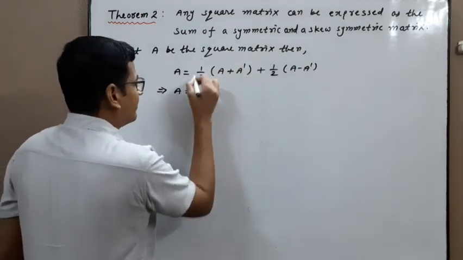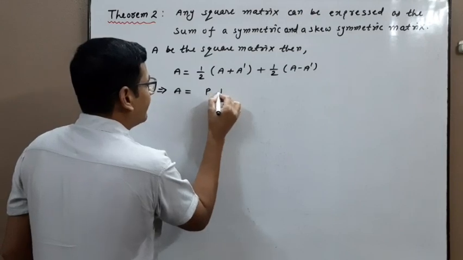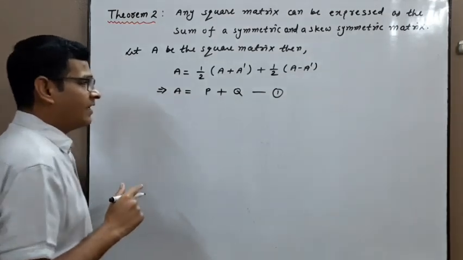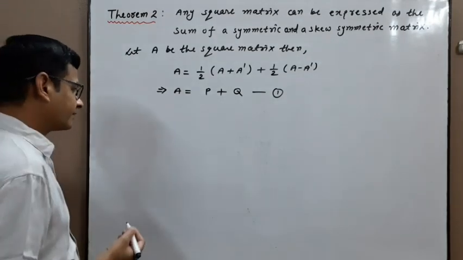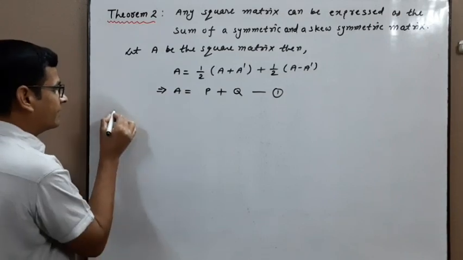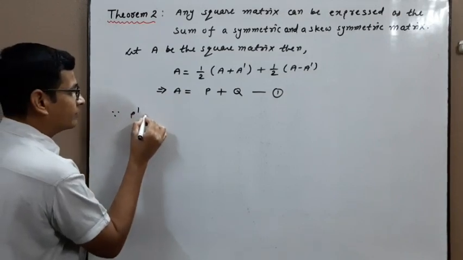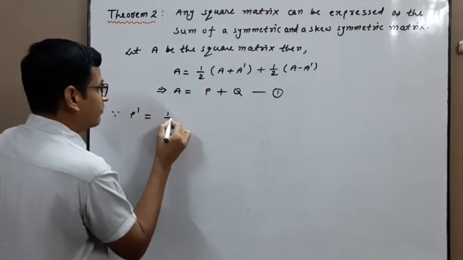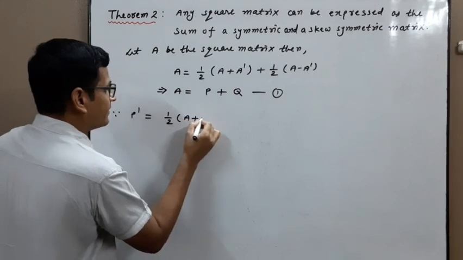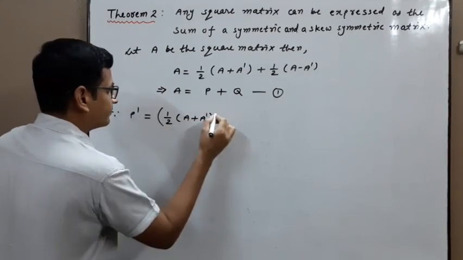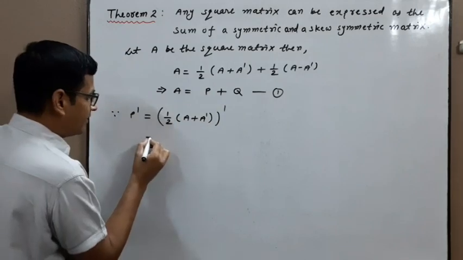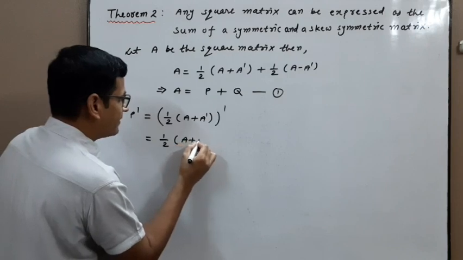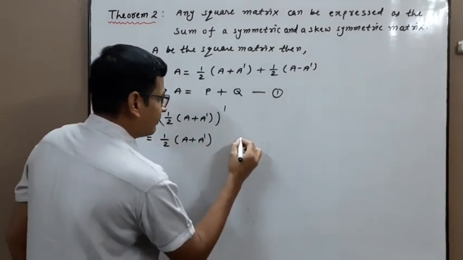Now let us consider the names. Let this matrix be P and this matrix be Q. That means we have to show P is a symmetric matrix and Q is a skew symmetric matrix. Now start. Since P equals this, P dash is 1 by 2 (A plus A dash) whole dash, which is equal to, in the next step, 1 by 2 (A plus A dash) dash by this property.